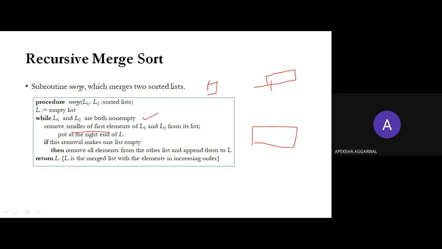If only one element was there, what you will do is place it over here, whichever is smaller. Suppose this was smaller, so 1 was smaller, you have kept it over here. This list was deleted, so you will place all the elements of this list over here because it is already sorted. So this is the procedure that's written over here: remove all the elements of the other list and append it to L if either of the lists becomes empty, right? So this is your merge sort.